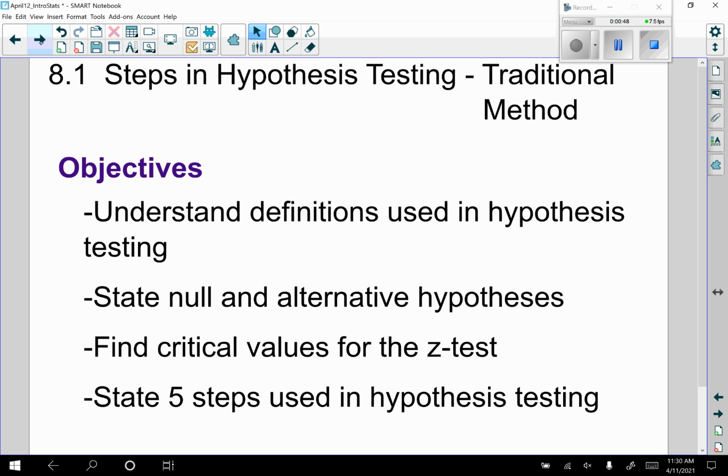So for section 8.1, the steps in hypothesis testing, the traditional method, the objectives here are to understand the definitions that are used in hypothesis testing, be able to state the null and alternative hypotheses, find critical values for the z-test, and then state the 5 steps used in hypothesis testing. So today the first 2 objectives will be covered, and then tomorrow we'll take a look at finding the critical values and then the 5 steps. So we're going to split this section into 2 days at least.